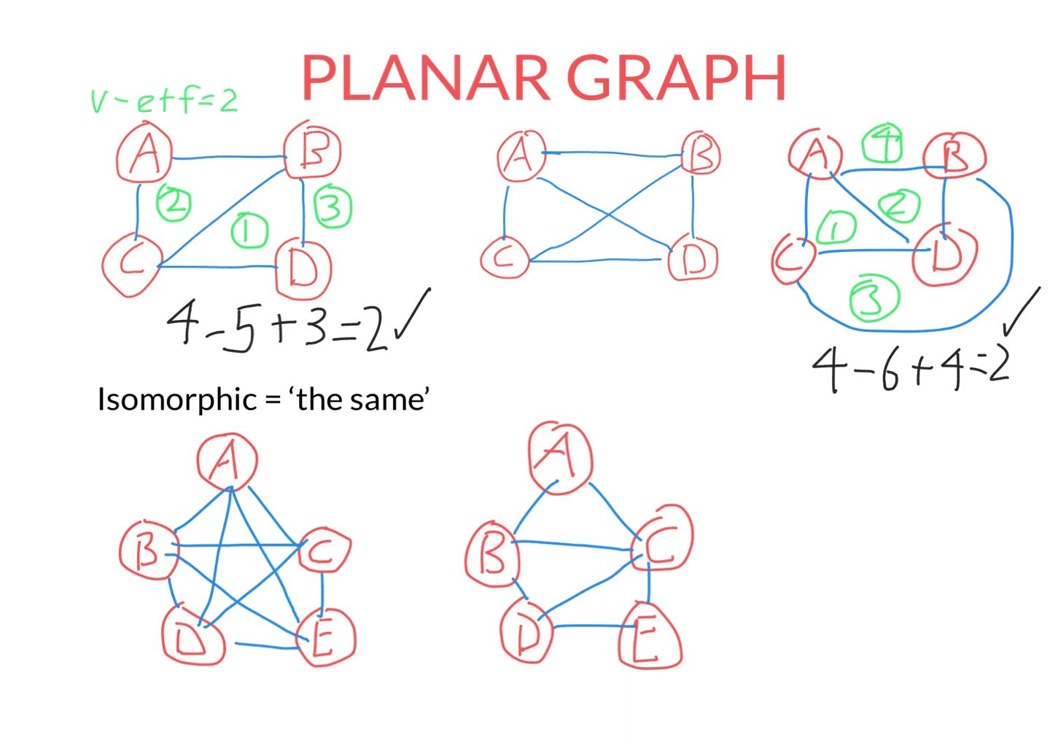This is not a planar graph. You can't redraw this without intersecting edges. On the other hand, this is a planar graph. So it has 1, 2, 3, 4 faces. It has 5 vertices, and we can easily count that the number of edges, 3, 4, 5, 6, 7. So because it's planar, we'll have that the number of vertices minus the number of edges plus the number of faces is equal to 2.